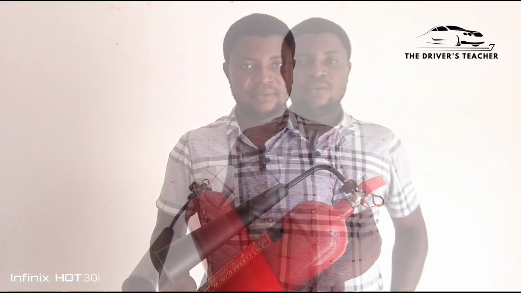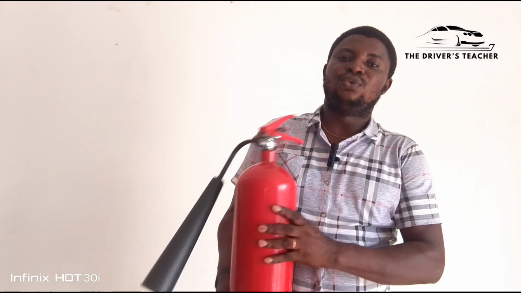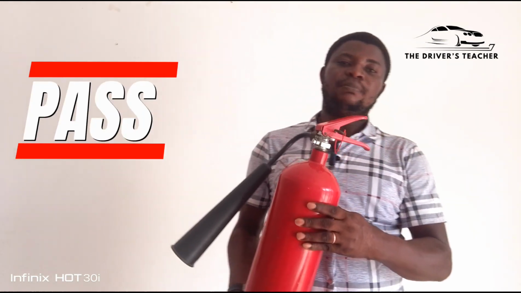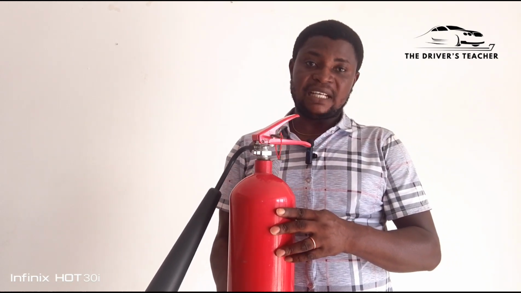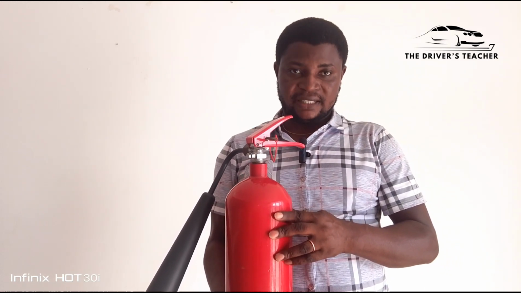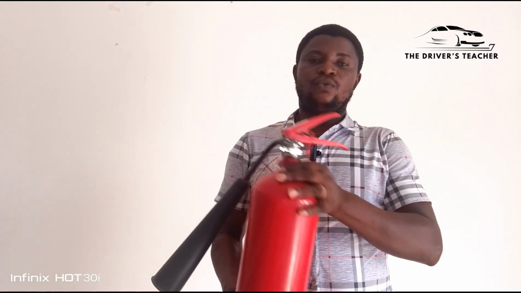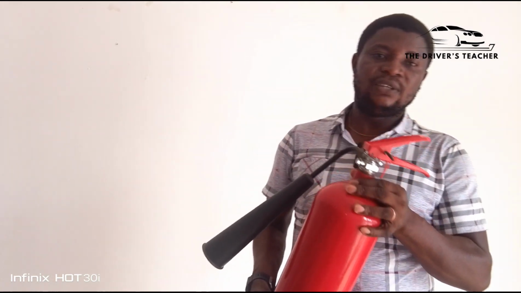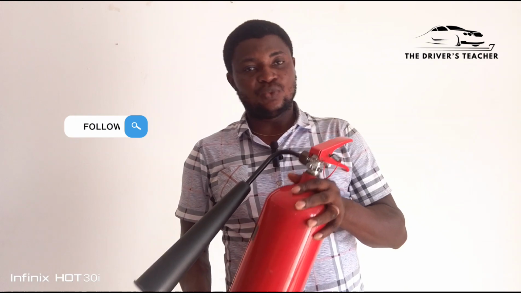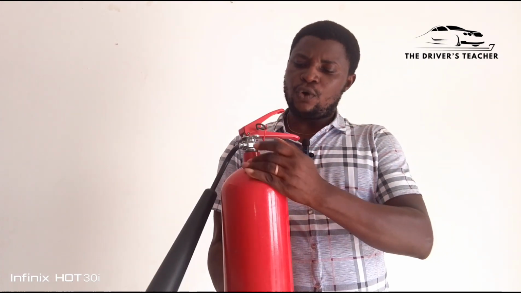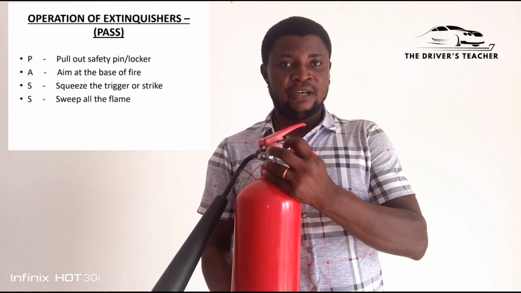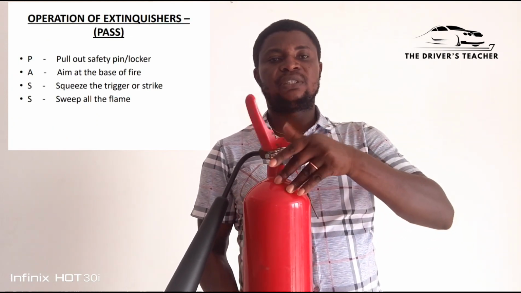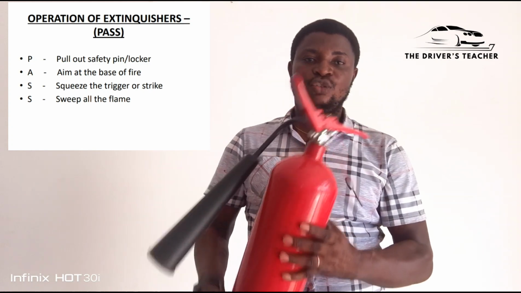Now that we've seen that, whenever you want to operate the fire extinguisher, we use the PASS method. So the first P, that is the letter P, means pull. So the first way to go, whenever you get to the scene of an accident where there's a fire outbreak, you first of all pull out the safety pin or the locker, this one, the locker here. So you pull it out this way. The moment you pull it out, the trigger becomes easy to handle.